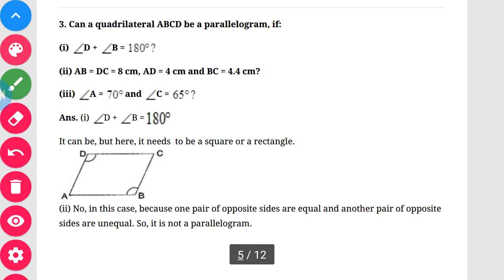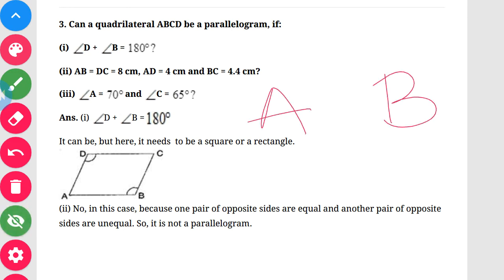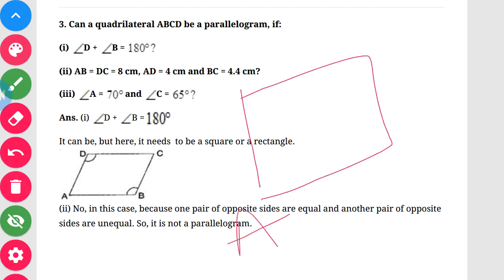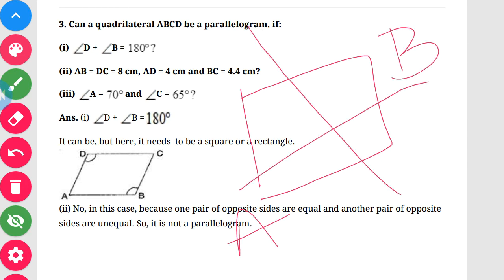If you just see, can a quadrilateral ABCD be a parallelogram if angle D plus angle B is 180 degrees? Okay, I told you one thing, children. Keep in mind one thing. When you just name or try to draw a diagram, it should be in sequence. It may be any sequence, A, B, C, D. Okay, it should be in sequence. You cannot take, if I want to draw A, you write here, B, you write here. No, children, this is wrong. You cannot write like that.